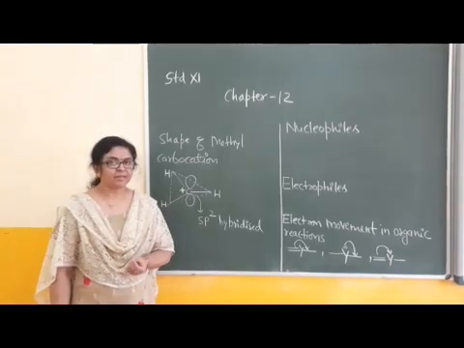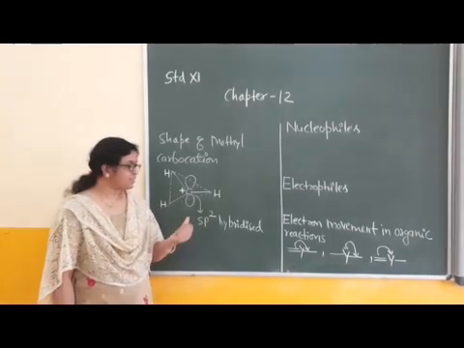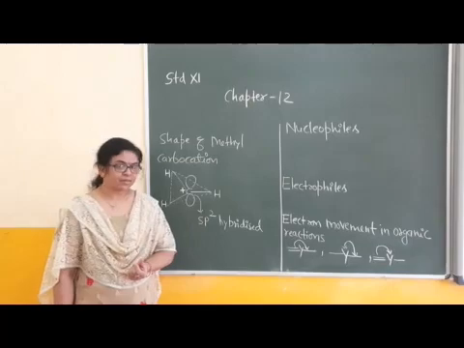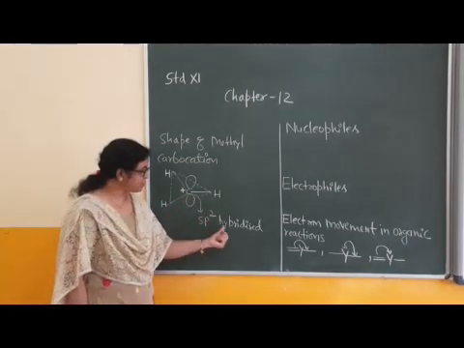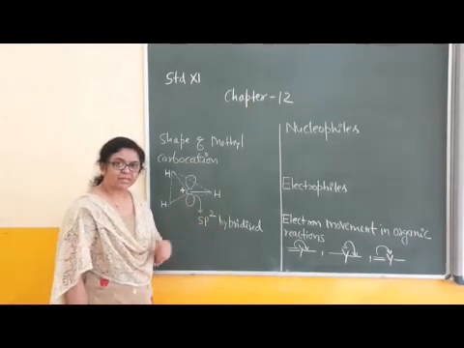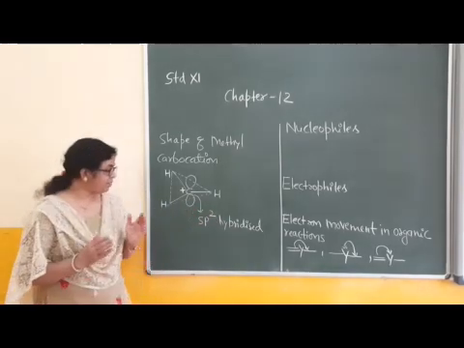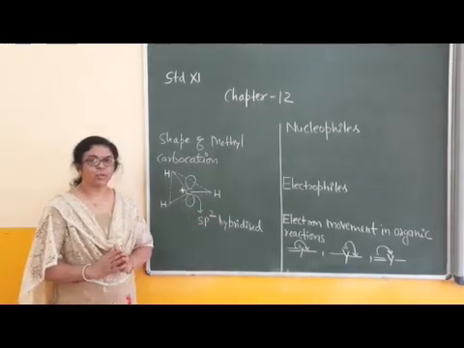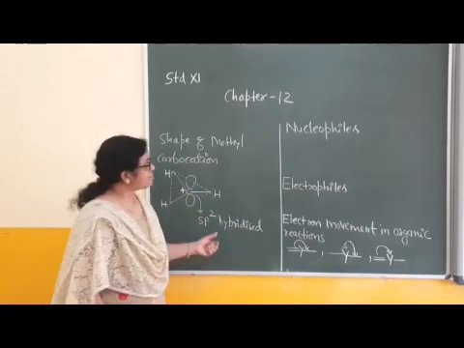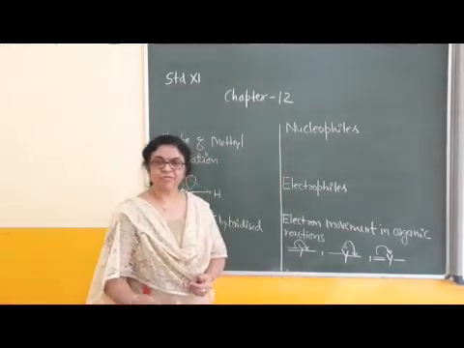Derivative of methane is methyl chloride, where carbon is sp3 hybridized. Okay children, the central part is sp2 hybridized. Change in geometry, because geometry and hybridization both are correlated. Next is nucleophile, study of terms.